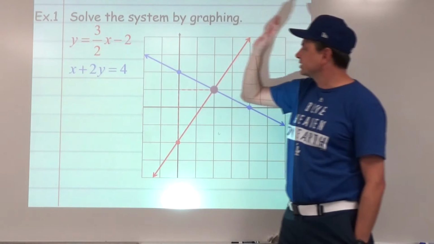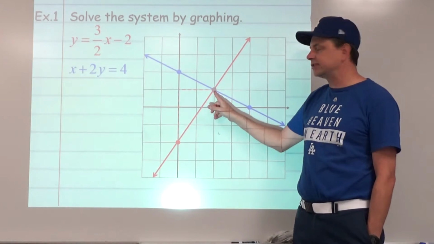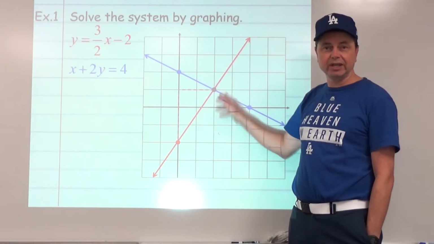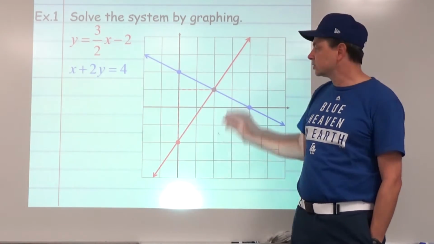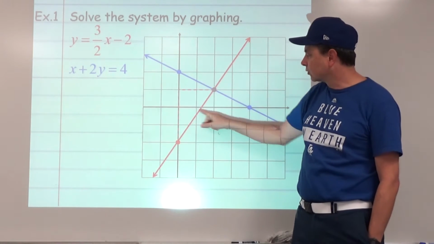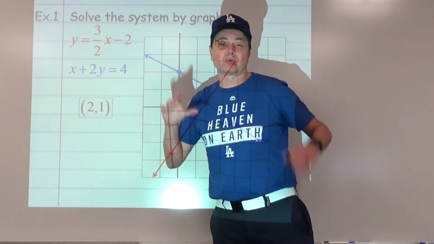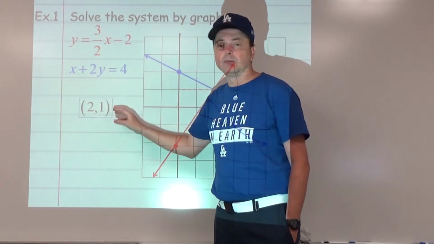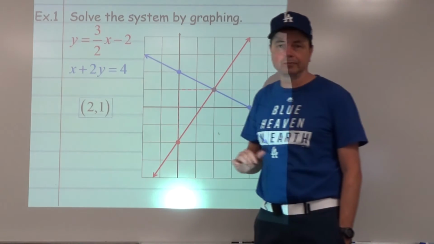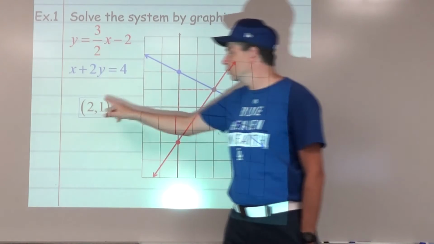Now when we say we're going to solve, we're looking for where the two lines intersect. So we're showing it here on the graph. And then we have to answer that in terms of an ordered pair. Right 2, up 1. So the solution, we're always going to write it as a point. Points have parentheses. Parentheses 2, comma 1 is our solution to the system. It means that it makes both of the equations true. We could check it if we wanted to.